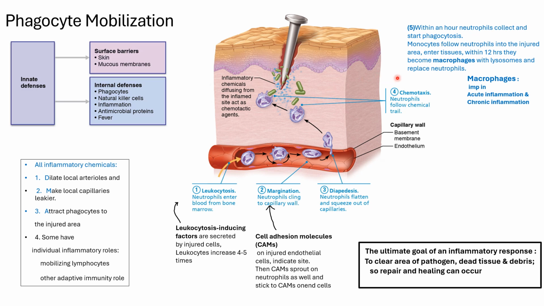And once they reach there, initially we have neutrophils, and then later on the macrophages also come in, and we know macrophages are monocytes. Macrophages stay for a longer period of time, and macrophages are important in both acute inflammation and chronic inflammation. So initially we have neutrophils, but later on the macrophages join in.